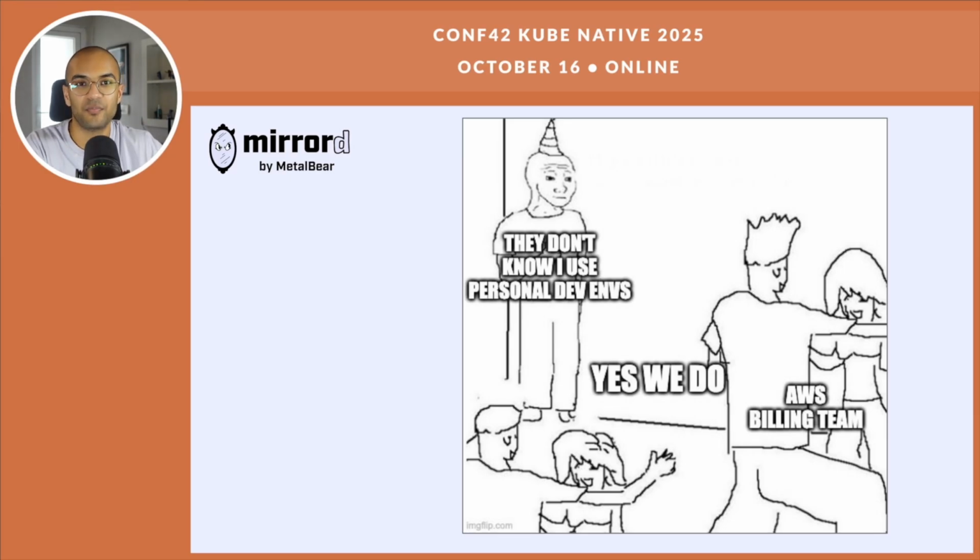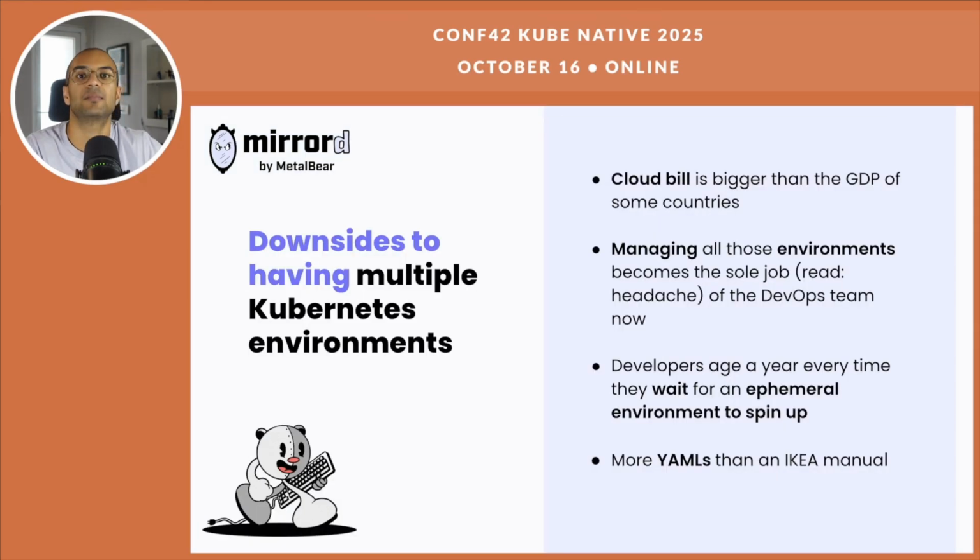It might have been obvious from the stuff we talked about earlier, but let's still take a detailed look at some of the downsides of having multiple Kubernetes clusters. First of all, your cloud bill is just enormous and your costs are rising. Secondly, managing all these environments takes a huge chunk of time and effort from your DevOps team. Time and effort which could be better spent on other things had they had that flexibility.